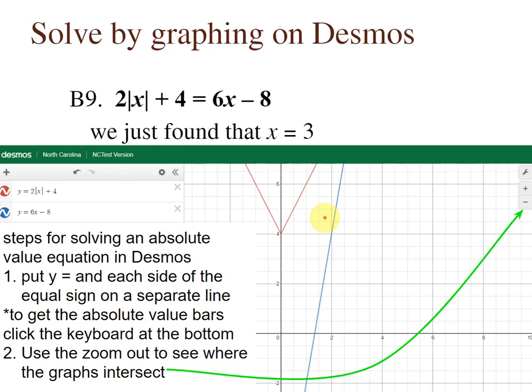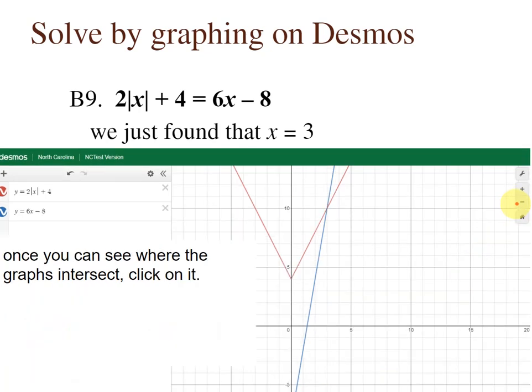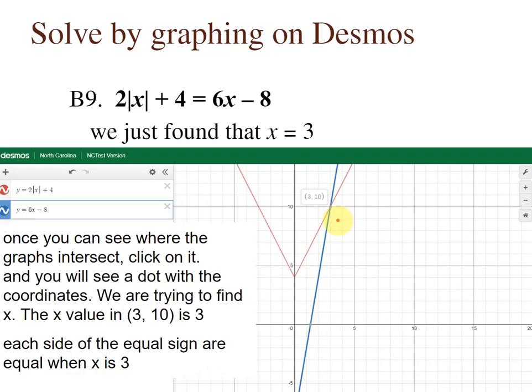So what I'm going to do is go over here to this minus sign, and it's going to zoom out. And when I do that, I'm going to be able to see, and sometimes you have to do it more than once. In this case, I can see where they intersect. And once you see where they intersect, all you do is click on it, and then it'll tell you what the point is. Now keep in mind, we're trying to find x, and in the point (3, 10), the x is equal to 3. So the answer in this case is going to be 3, and you'll notice this line is never going to touch the other side. So there's clearly only one solution. There's only one point where these two graphs actually intersect or are equal to each other.